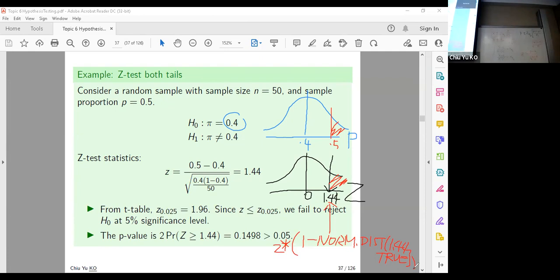But in order for you to read the textbook, I just introduced both. I think 10 years from now, we won't need to teach this one. We just need this one, because it's the same thing: looking at how extreme the number is. Is that okay?